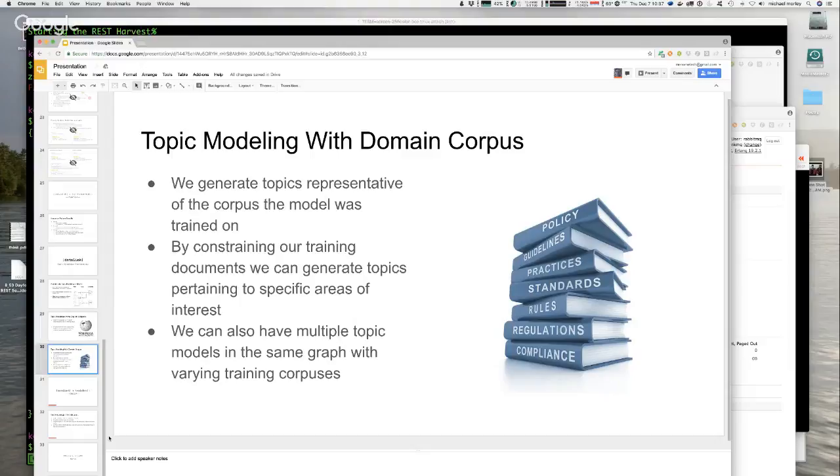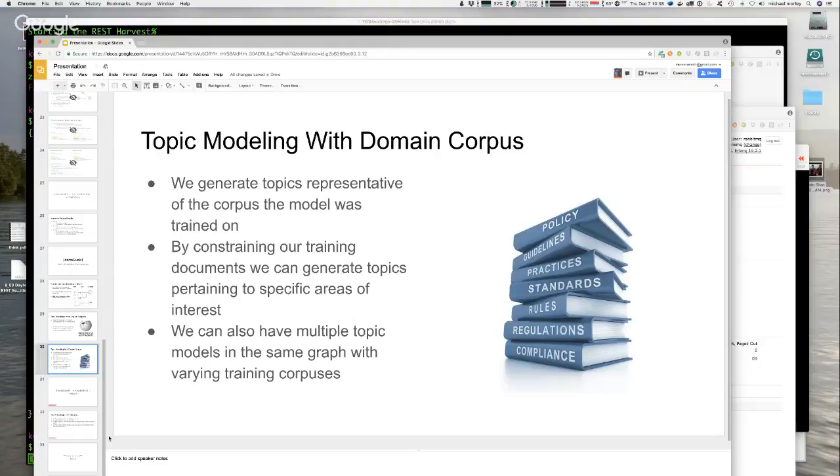And the interesting thing too is, since we can have multiple topic model graphs in the graph, we could have one model for engineering documents and another model for human resource type stuff. Then when we model a document, we can take the intersection between the two models, and it gives us a more accurate model of what's in that document. We'll show you a bit about how this works.